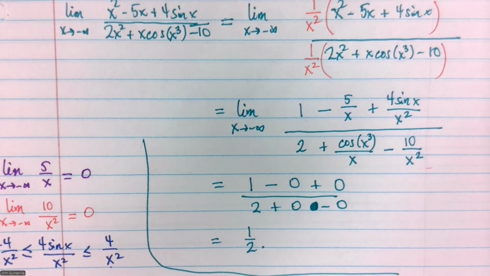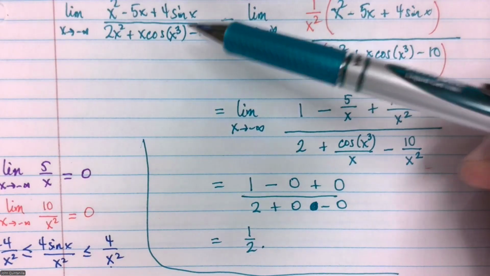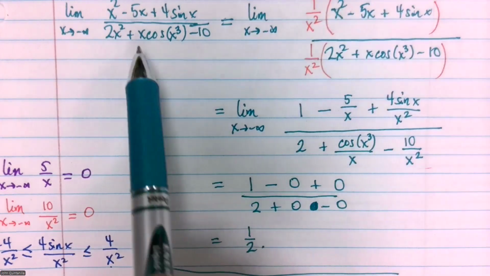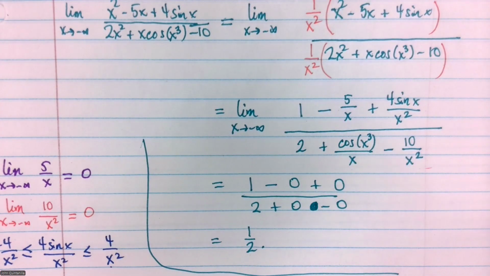This can be checked on your calculator. If you graph this function and look at large negative values of x, you can see that the y coordinates get closer and closer to 0.5. That is a graphical check of this work that can be done on the exam.